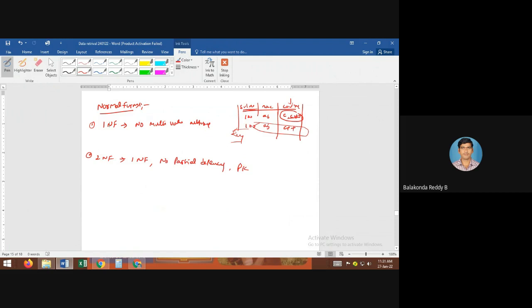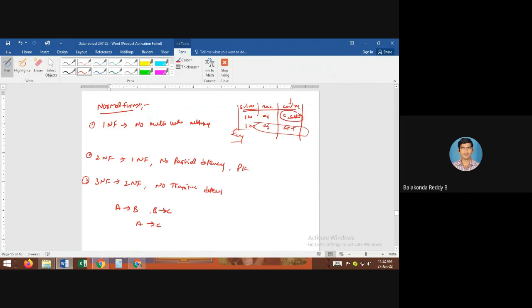How to remove the partial dependency? The table must have a primary key. If your table has a primary key, that satisfies the 2NF rule. It has no multi-value attribute, and at the same time no partial dependency. Okay. Next, third one, 3NF. 3NF means the table must satisfy the 2NF rule and also have no transitive dependency. Suppose A determines B, again B determines C, automatically A determines C.